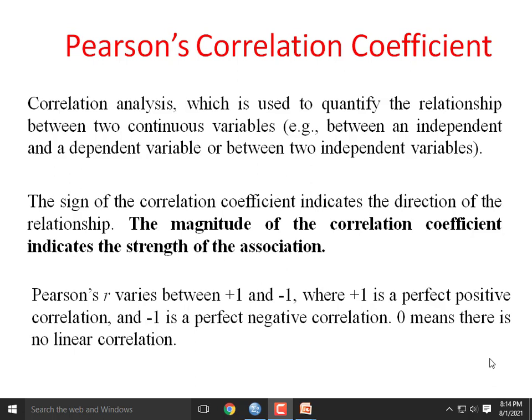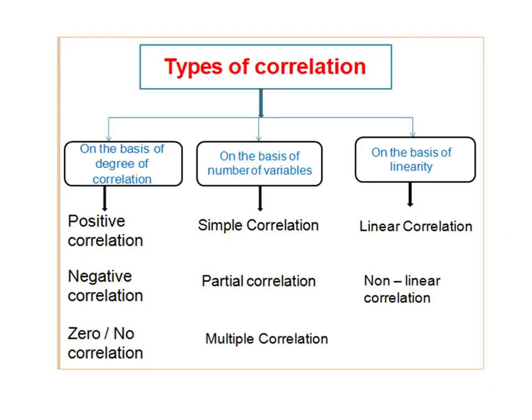Pearson R varies between +1 and -1, where +1 is a perfect positive correlation and -1 is a perfect negative correlation. 0 means there is no linear correlation. Types of correlation: on the basis of degree of correlation, positive correlation, negative correlation, 0 or no correlation. On the basis of number of variables, simple correlation.